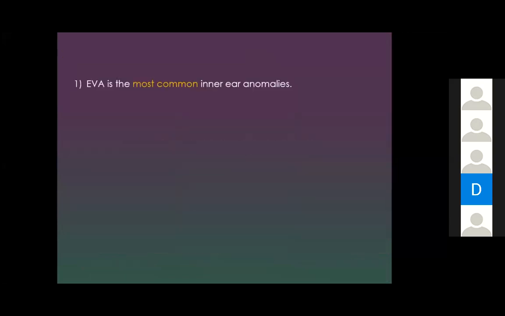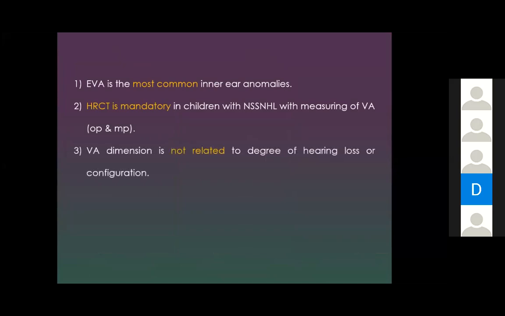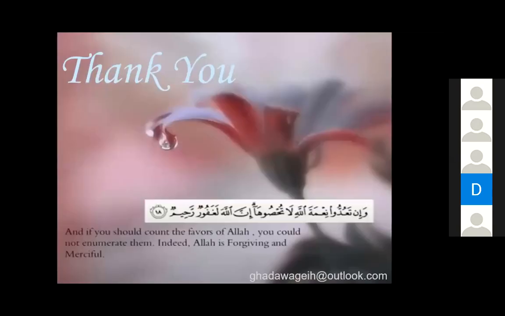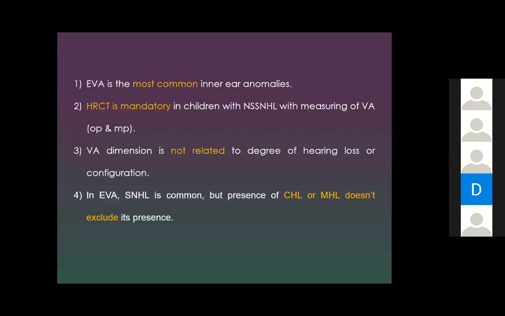Take home message. EVA is the most common inner ear anomaly. A high resolution thin cut CT scan is mandatory in children with non-syndromic sensorineural hearing loss, with measurement of the vestibular aqueduct at the operculum and midpoint. Vestibular aqueduct dimension is not related to the degree of hearing loss or configuration. Enlarged vestibular aqueduct is reported mostly in sensorineural hearing loss, but the presence of conductive or mixed loss does not exclude the presence of EVA.